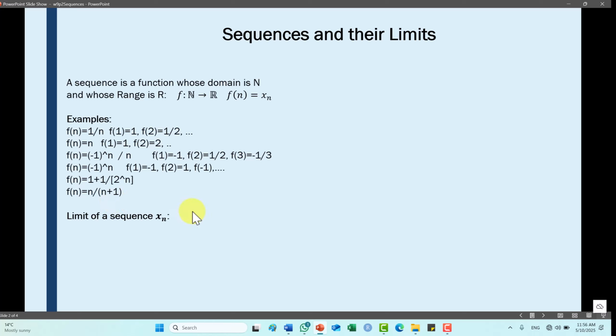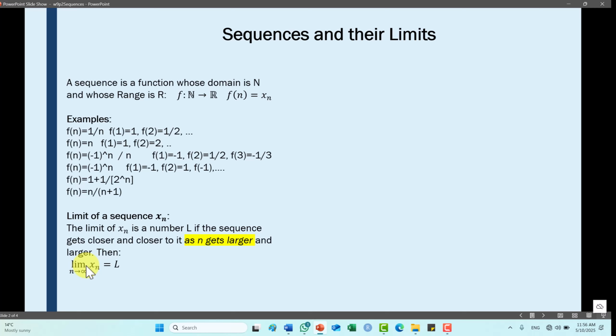We can define and calculate the limits of sequences. What do we mean by limit? The limit of a sequence x_n is the number L if the sequence gets closer and closer to this number L as n gets larger and larger. In other words, the limit of x_n as n goes to infinity is equal to L if the value of the sequence approaches or gets closer to L as n increases.